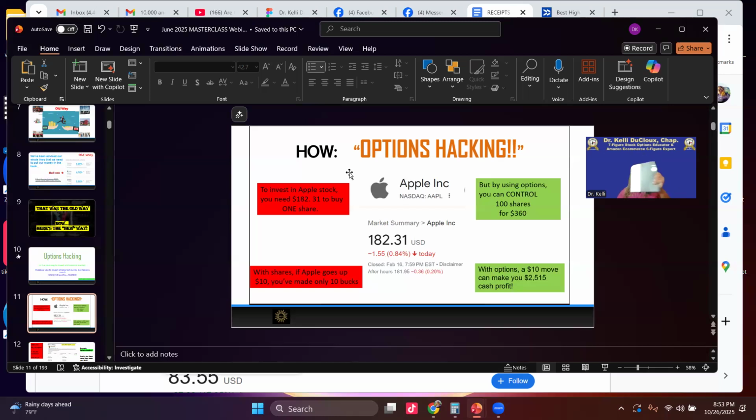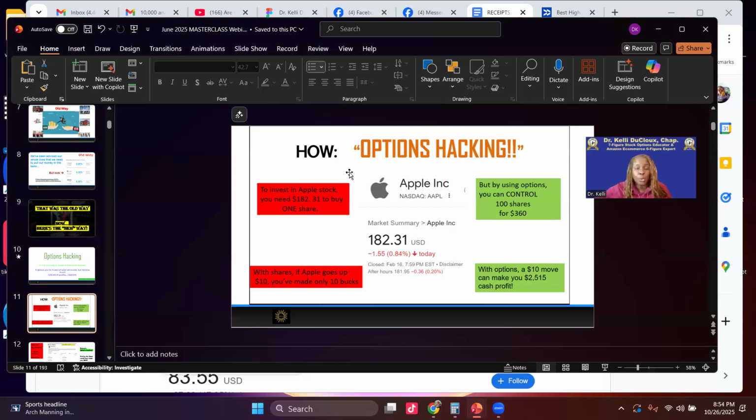That's $18,231. That's this big old thick thing in my hand. Right. But with options, I can buy this little piece of paper I call coupons to make it easy for people to understand. And with this little sheet of paper, I can control this whole book. This might cost me $360. This would cost me $18,231. So I ask you, which would you rather do? Take $360 and invest or $18,000? Okay. That's why we have what I call this options hacking.